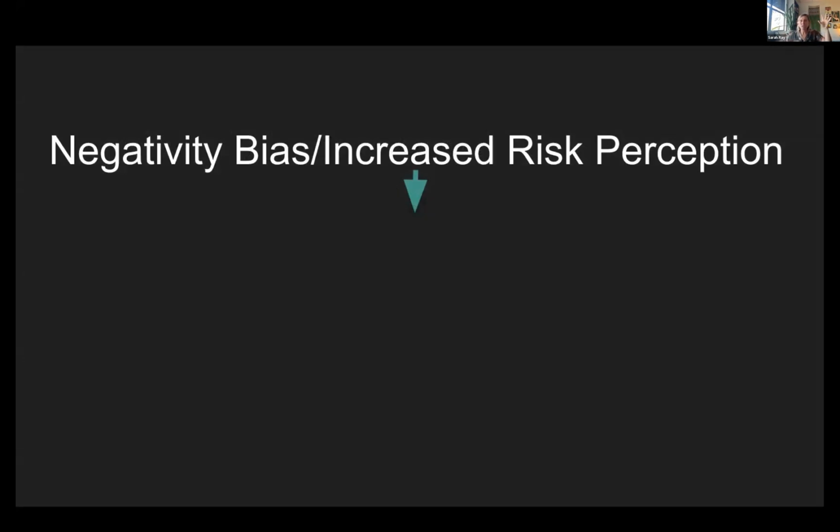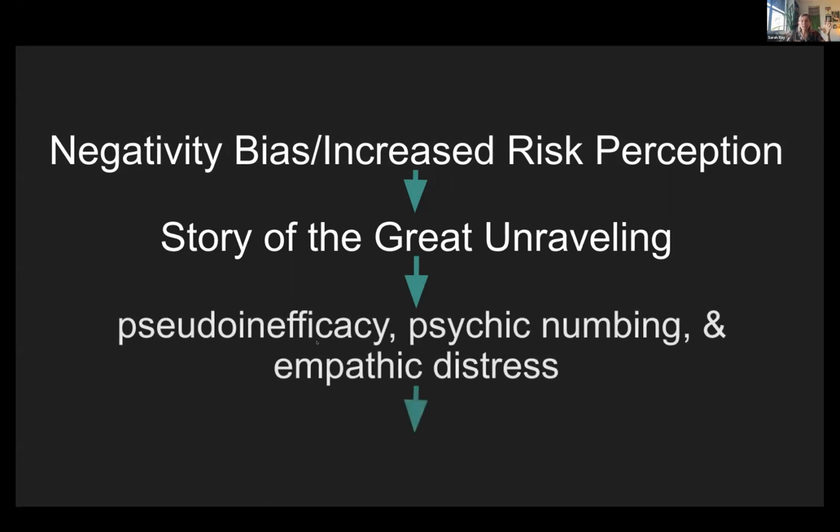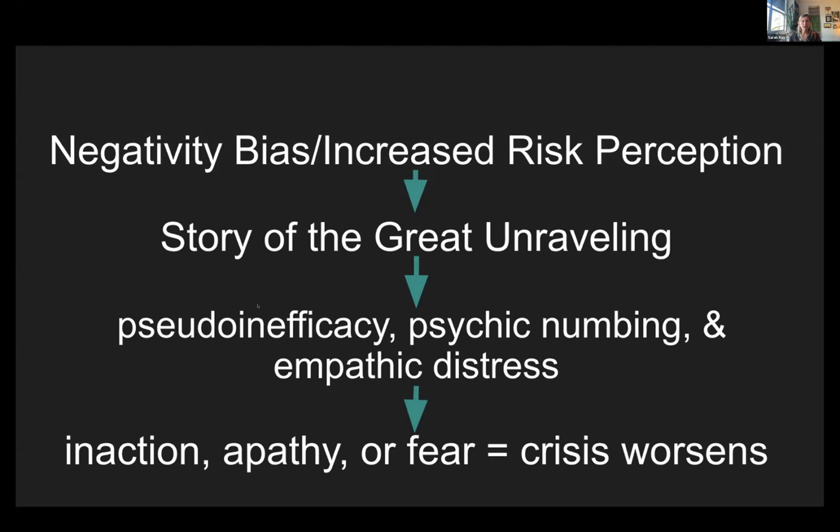This negativity bias in the news and our increased notion that we're living in a world of doom and gloom and risk leads us to live in a story of the great unraveling, which leads to the psychological effects of pseudo-efficacy, what other psychologists call psychic numbing, where people just sort of block it out. That's hypoarousal, right? Or empathic distress, which is just like, I'm feeling too much of this stuff and I'm overloaded by it, so I'm going to just shut down. And this, as you can guess, actually makes the crisis worse, right? Because it leads us to more inaction, more apathy and fear.